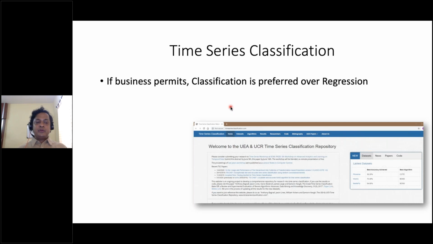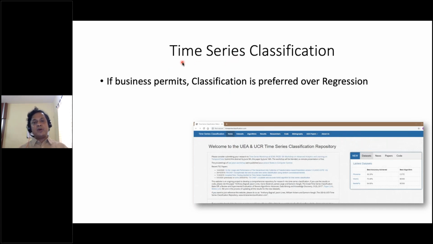Given the problem of predicting the temperature tomorrow, or predicting whether tomorrow is going to be hot or cold, prefer the classification. Say to the business, okay, is it okay if I just predict if tomorrow is going to be hot, cold, or normal? Now, why is it a time series classification? This is actually a time series classification problem.